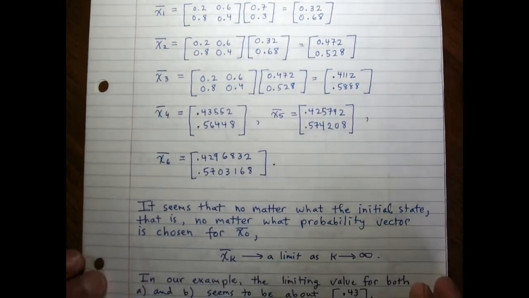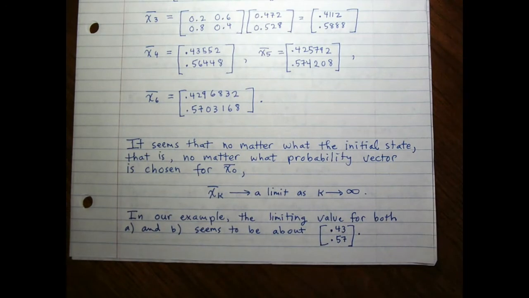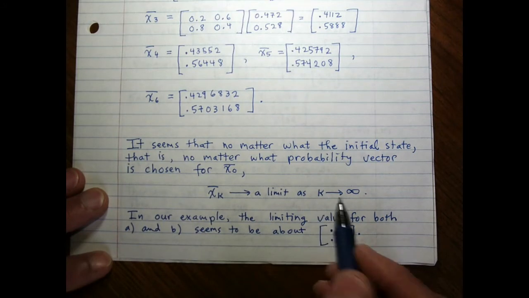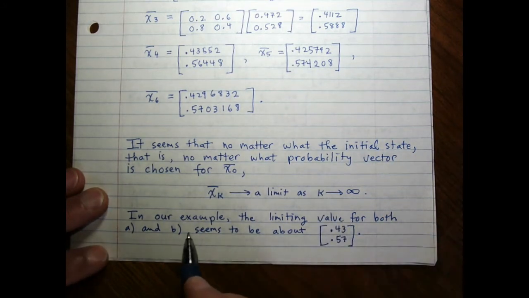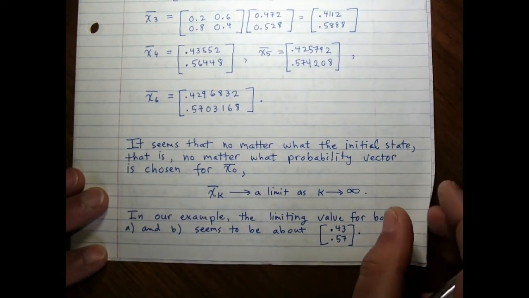They look very similar. So it seems that no matter what the initial state, that is, no matter what probability vector is chosen for x0, x sub k approaches a limit as k approaches infinity. In our example, the limiting value for both situations A and B seems to be about 0.43 and 0.57.